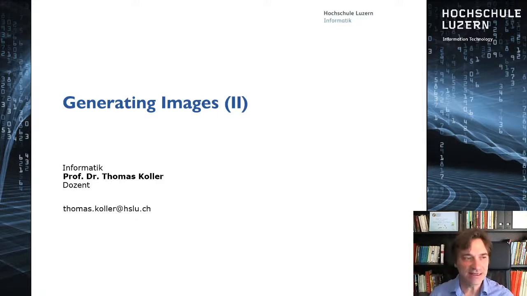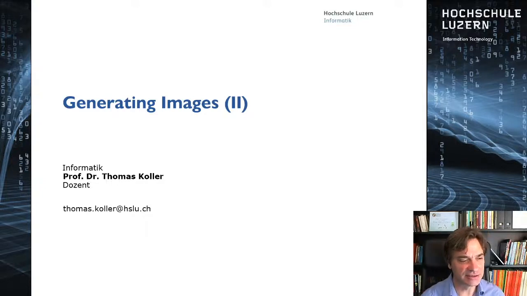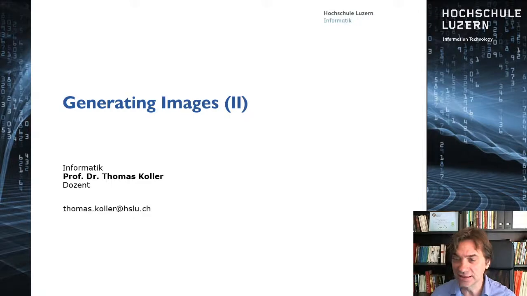You remember last week we already looked at methods to generate images. We basically looked at three methods. One was using a convolutional neural network to directly come up with probabilities of the individual pixels, depending on the pixels that were already in the image.